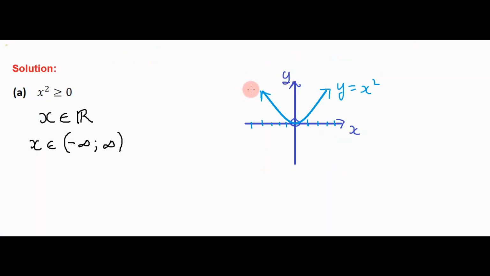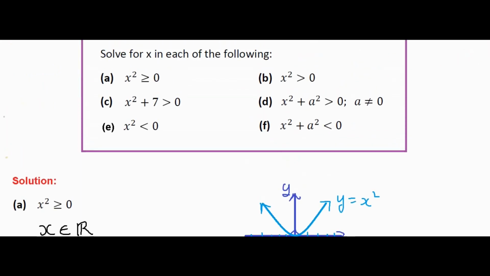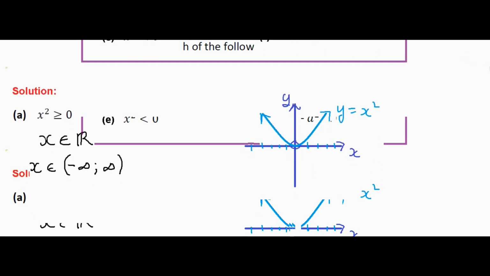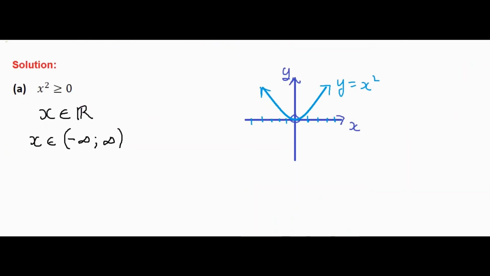Let's look at the second inequality. We have x squared is strictly greater than 0. And we must find the value of x. So x squared strictly greater than 0, or positive. We're looking for numbers that when we square them, we get a positive answer. Now once again we know that any negative number squared is going to give us a positive answer. And any positive number squared will give a positive answer. 0 squared, of course, will give us 0.